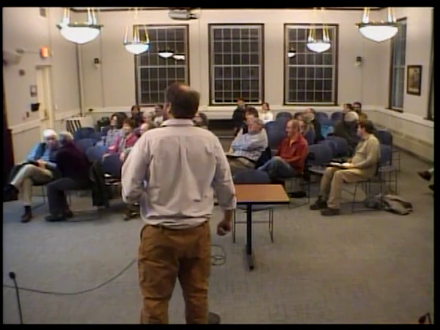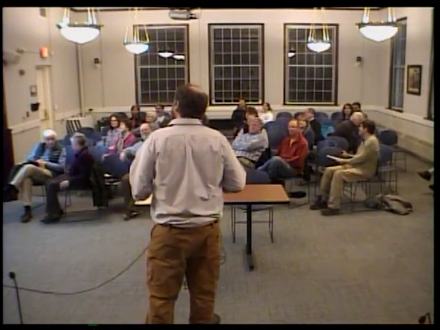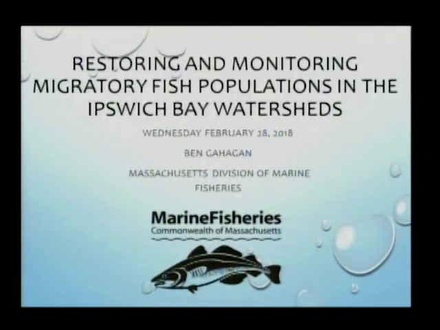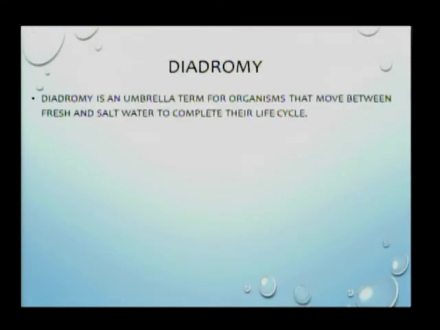So, I did the slightly less technical term here of migratory fish today, and I managed to sneak Ipswich into the title. I think originally this was North Shore Watersheds, but since we're in Ipswich, we'll say Ipswich Bay. I'm going to be talking about diadromous fish. So in the title I said migratory, but here we go, diadromy, our first big science word of the night for those of you who don't know it. It's an umbrella term for any type of fish that as part of their life cycle has to move between freshwater and saltwater to complete their life.